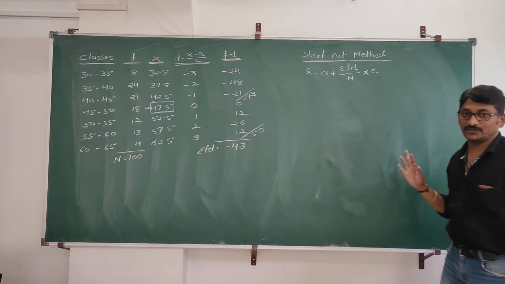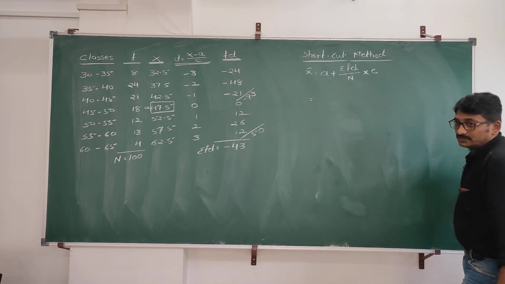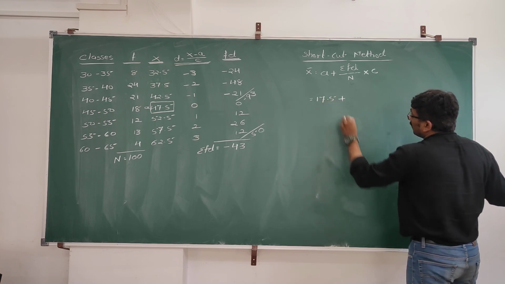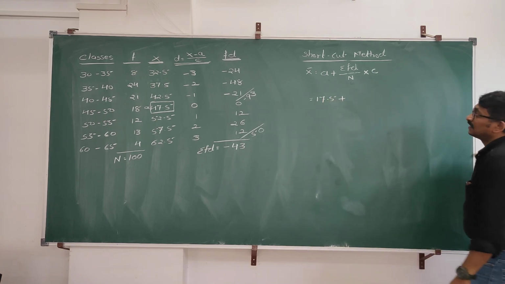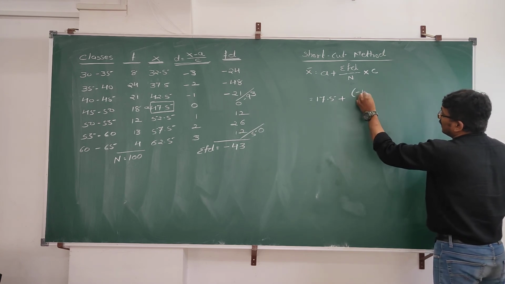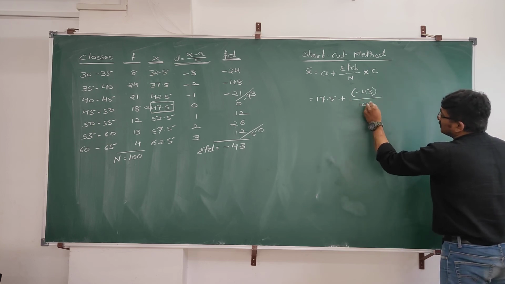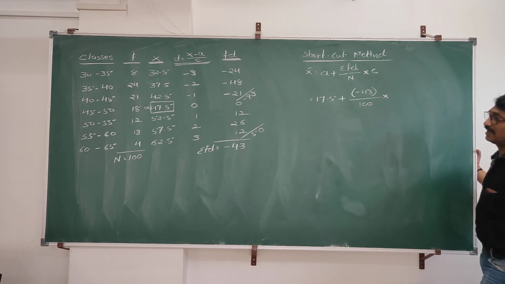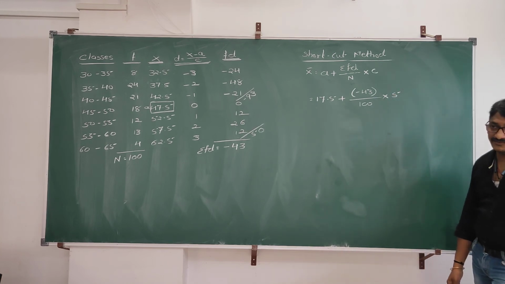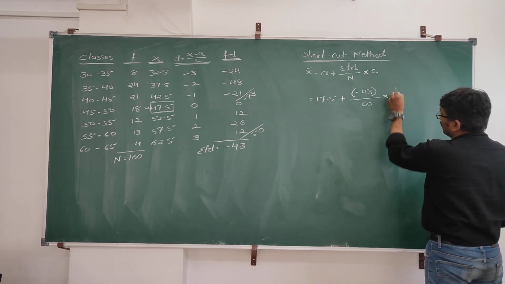Columns are over. Go for the formula. What is the A value we have assumed? Here the A value we have assumed as 17.5. Correct? Plus summation FD. Summation FD is a negative value. I will keep this in a bracket, that is minus 43. This is divided by n value 100. This is multiplied by the difference in class interval, which is 5. Okay, we will solve this.